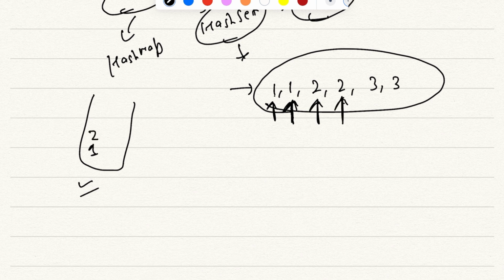Now we move ahead. Does this element already exist in the set? Yes, it does, so we cannot add it. Let's move ahead. Does this element already exist in the set? No, it's not, so let's add it. Now we are here. Does this element already exist in the set? Yes, it does, so we cannot add this.